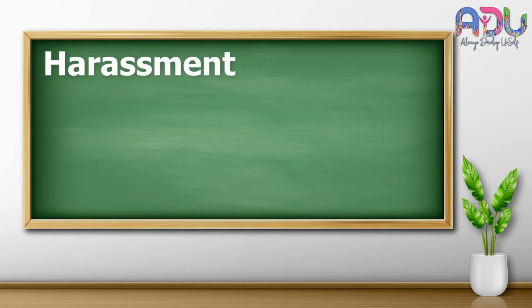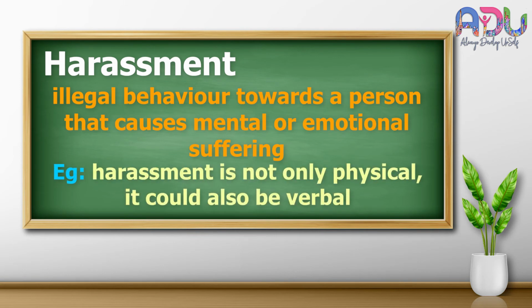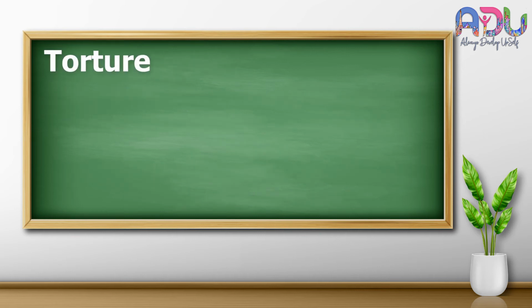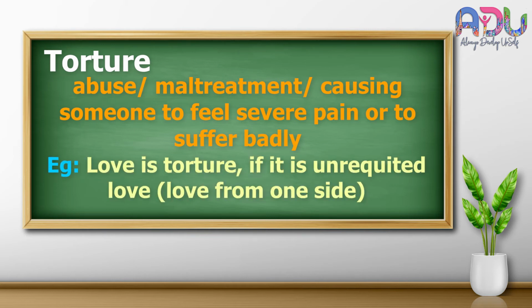35. Harassment. Harassment is illegal behavior towards a person that causes mental or emotional suffering. For example, harassment is not only physical, it could also be verbal. 36. Torture. Torture is abuse, maltreatment, or causing someone to feel severe pain or suffer badly. For example, love is torture if it is unrequited love.